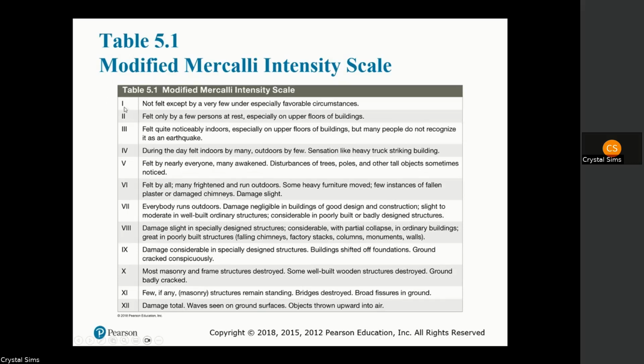If we get into the 6s and 7s, damage slight, damage negligible in buildings of good design. And then we start getting into 9 and 10, damage considerable. Most masonry and frame structures are destroyed. And then 12, damage total. Objects thrown up into the air, waves actually seen on the ground surfaces.